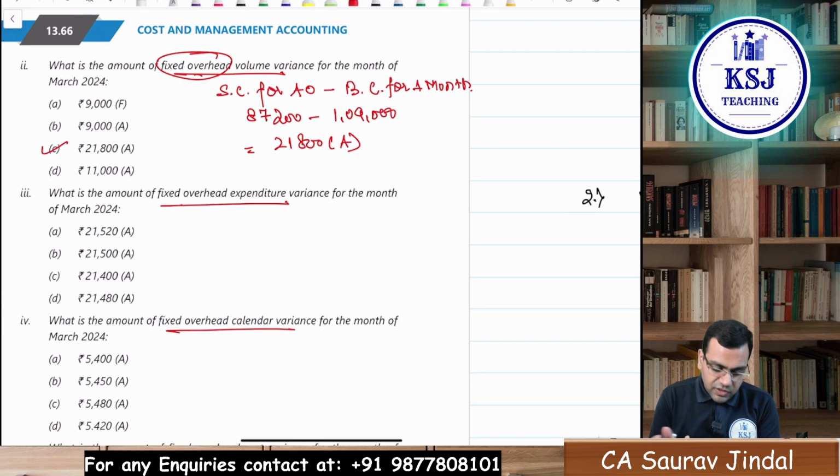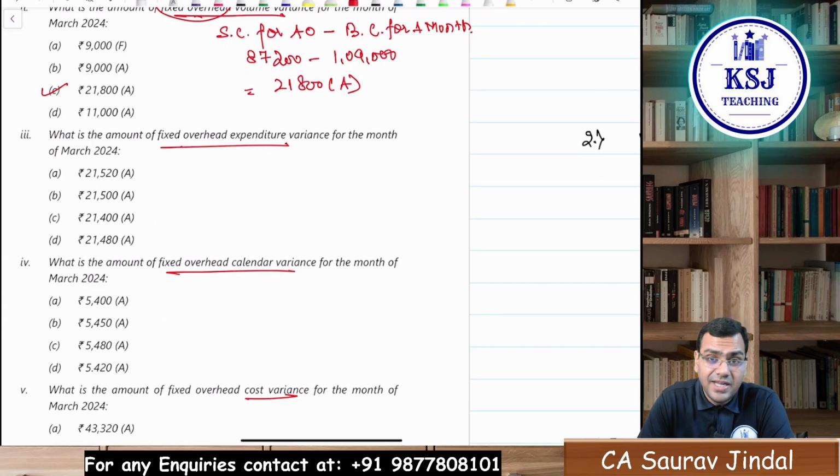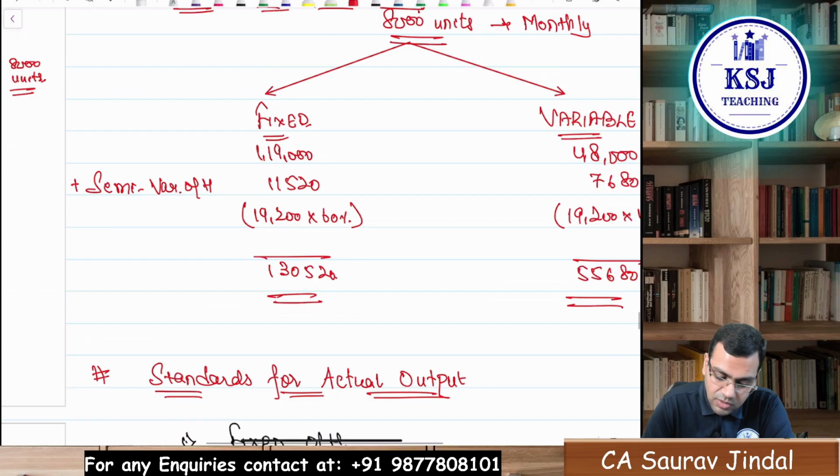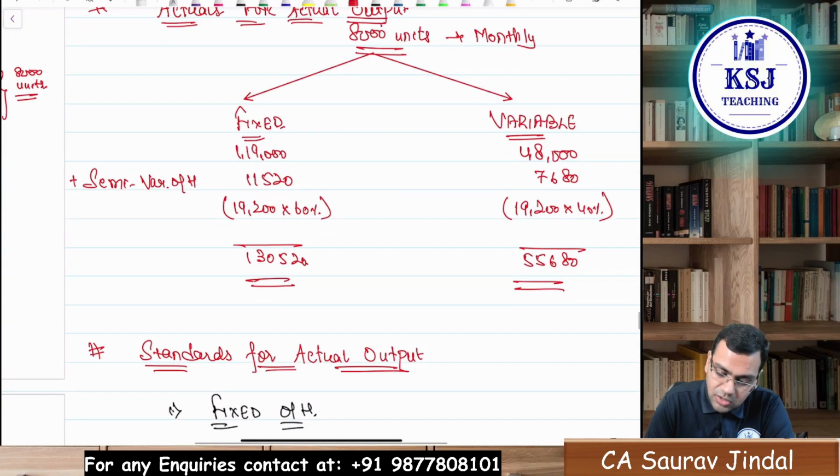Yes, let's move to the third one: what is the amount of fixed overhead expenditure variance for the month? Now, what is expenditure variance? Expenditure variance is budgeted cost minus actual cost. What is your budgeted cost now? The budgeted cost is this only, 1,09,000, because for the month we are going to take, and the actual cost is what?